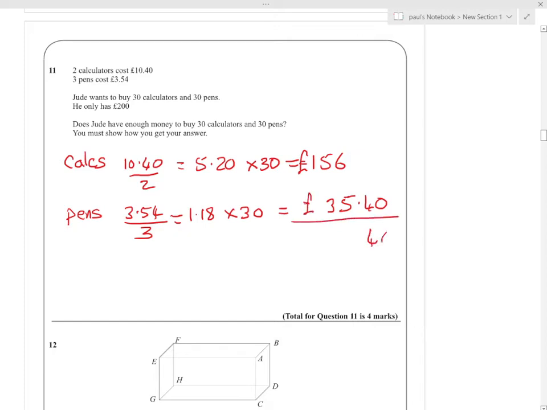So we've got 40 pence, and 6 and 5 are 11. 5 and 3 are 8, plus 1 is 9, and 1. So it will cost £191.40. Does Judy have enough money? Yes, of course she does.